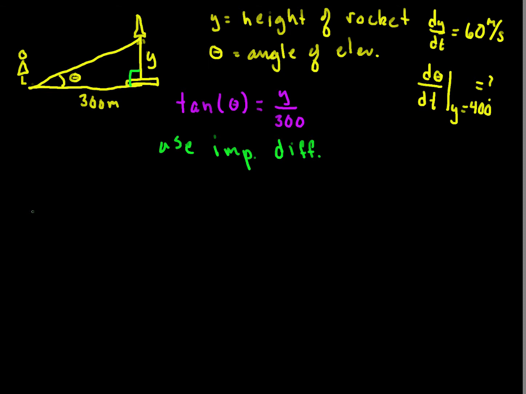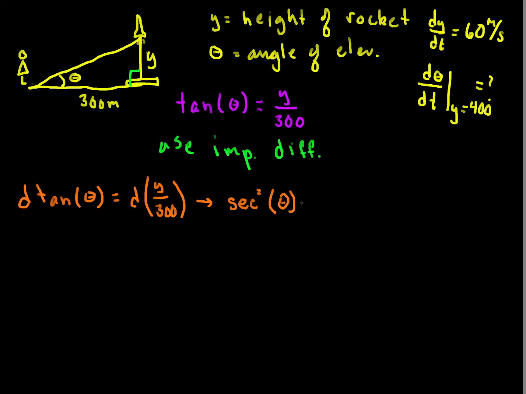Differentiating both sides, I see that the differential of tan theta has to be equal to the differential of y over 300. Well, the derivative of tan theta is secant squared theta, so the differential is going to be secant squared theta d theta, is equal to the differential of y over 300.